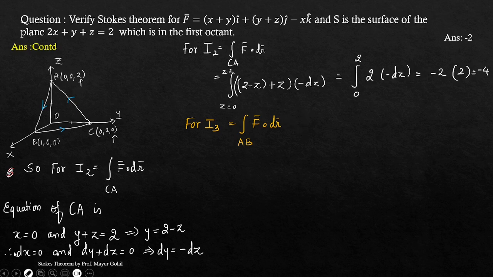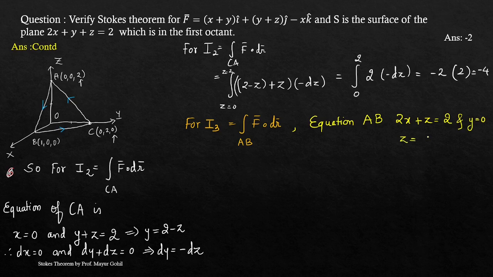So here we write the equation of AB, which is 2x plus z is equal to 2 and y is equal to 0. So this means z is equal to 2 minus 2x and y is equal to 0. So dz is equal to minus 2 dx and dy is equal to 0. Having got these components, let us write down the integral.